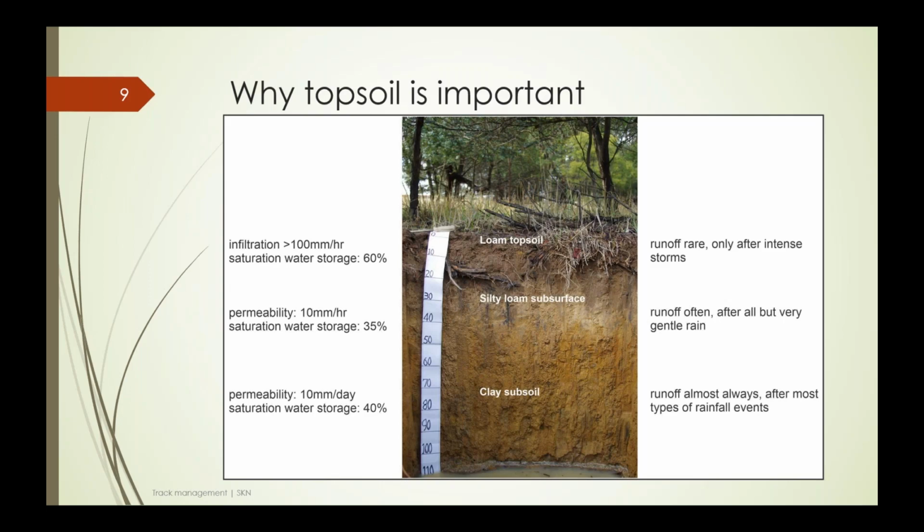So we go down another layer in the soil to the clay subsoil, and often this is what we're building our roads and tracks on. We have a permeability rate of about 10 millimetres per day, obviously very minimal. So basically a clay soil will generate runoff almost immediately. It really only takes a couple of millimetres of rain to generate runoff. Hence, the topsoil is doing the job of absorbing the rainfall and protecting the soil surface.